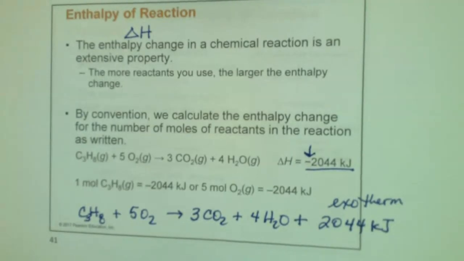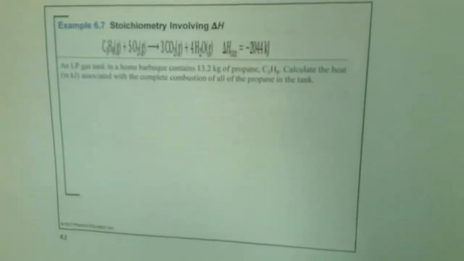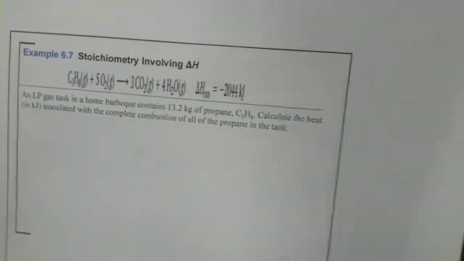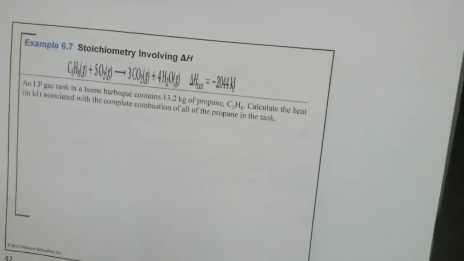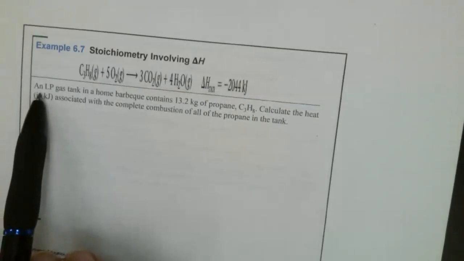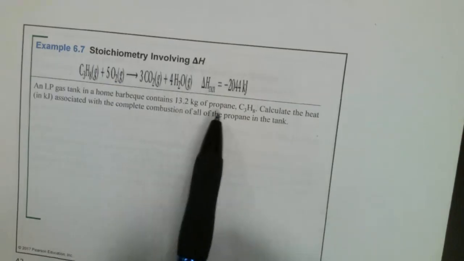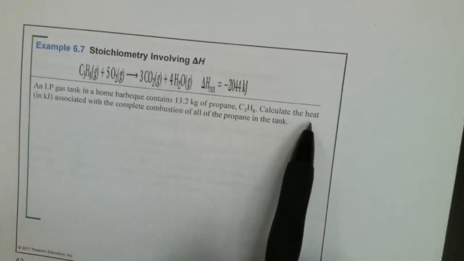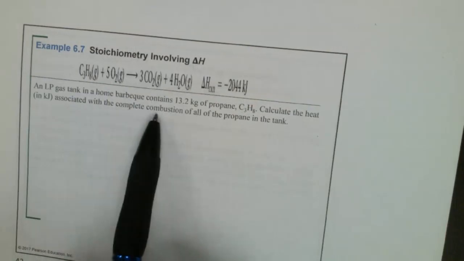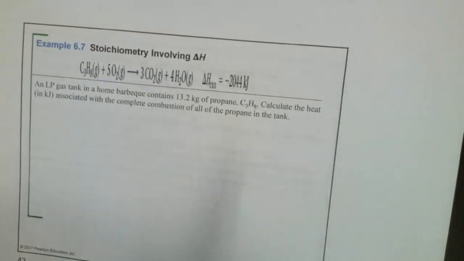Let's look to see how we can use this in calculations. Here we have that combustion of propane that we just looked at. It says an LP tank in a home barbecue contains 13.2 kilograms of propane. Calculate the heat associated with the complete combustion of all of the propane in the tank. Okay, let's take this a step at a time.